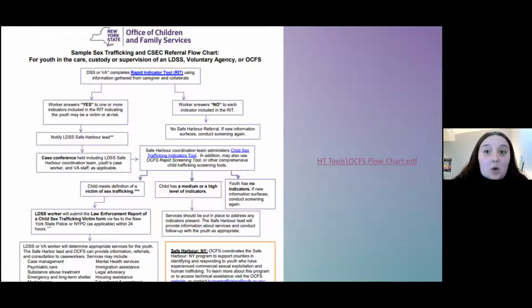So this is why it's so important that you notify your Safe Harbor lead once you have submitted a referral. And once that referral is received, I'll be working with the victim to provide services, and an MDT meeting may be requested. Depends on the case. Every case is different.